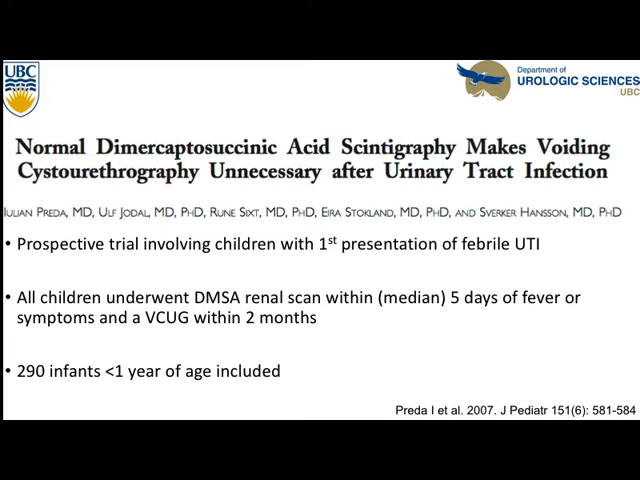This is one of the published papers that support this theory. And this was of a group from Sweden who performed a prospective trial involving children with their first presentation of febrile UTI. All children underwent DMSA renal scan within 5 days or so of fever or symptoms, and a VCUG within 2 months later. In total, 290 infants less than 1 year of age were included. Those with anatomic abnormalities, poor fever documentation, normal urinalysis, or non-culture proven UTI were excluded.